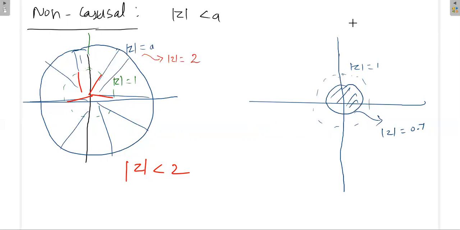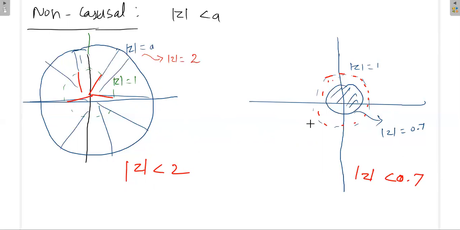But if you see here, mod z equal to 1 is the reference circle. Suppose in this case a value is 0.7, then definitely 0.7 will lie inside the unit circle. Again, ROC has to go inside the circle, not outside, because this is non-causal nature. So mod z less than 0.7 is the ROC here. Finally, if the system is non-causal, ROC will be inside some circle. That circle radius may be greater than 1, that is 2, or less than 1, that is 0.7.